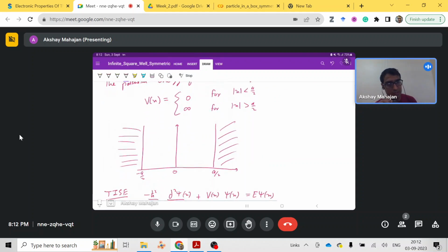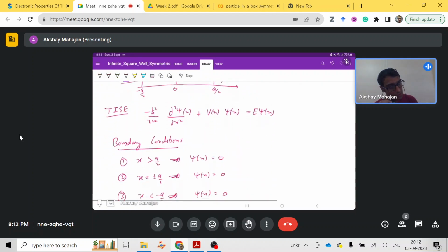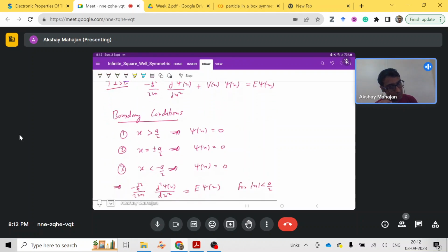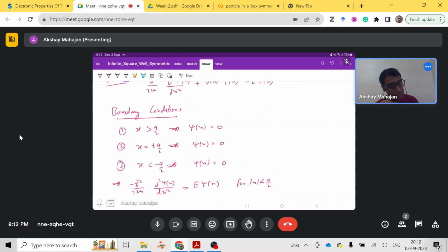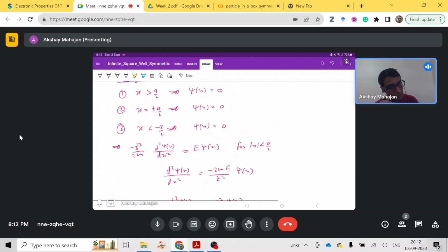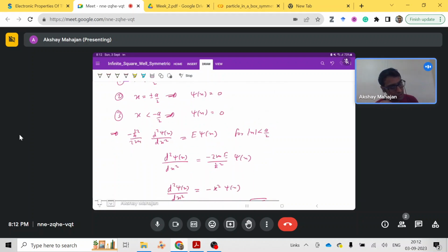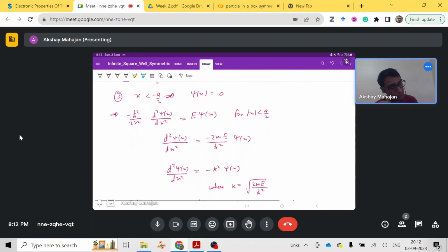So this will be symmetric because it is the same from 0 to minus a by 2 and 0 to a by 2. Then we have this time independent Schrodinger equation. We have our boundary conditions such that for x greater than a by 2 our wave function is 0, for x less than minus a by 2 our wave function is 0, and at x equals plus or minus a by 2 our wave function is 0. So for mod of x less than a by 2, only then does our wave function exist, and we can write our time independent Schrodinger equation with V(x) equals 0 for that range.